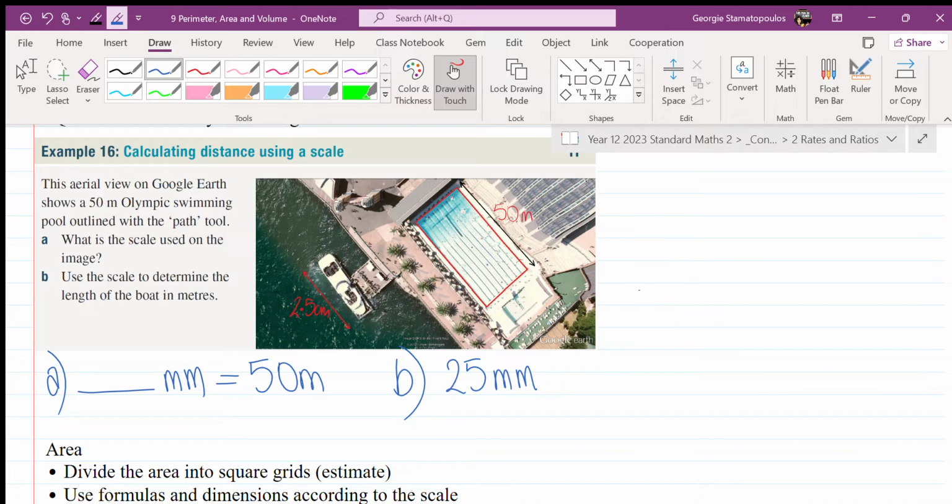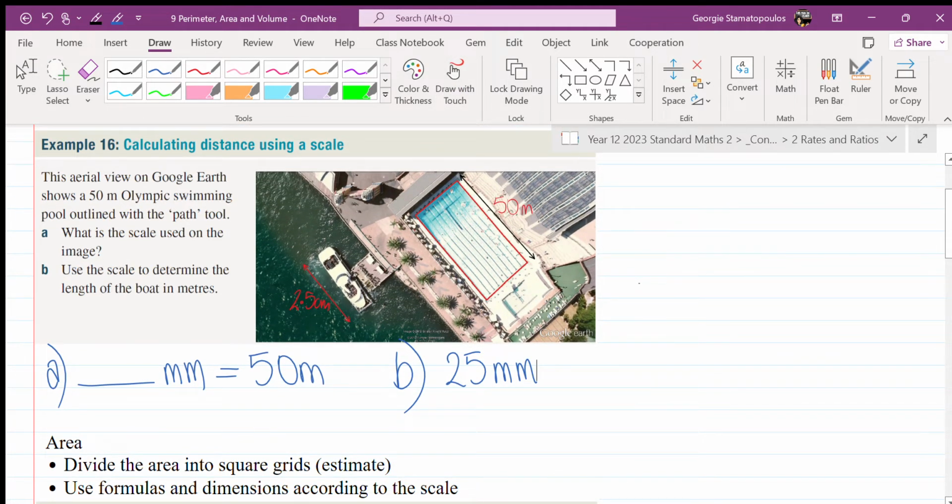So this is an example, it's example 16, and it's 1I. So that should help you go a little bit further. Their measurements may not be exactly the same as ours, okay? But it's the concept that will remain.